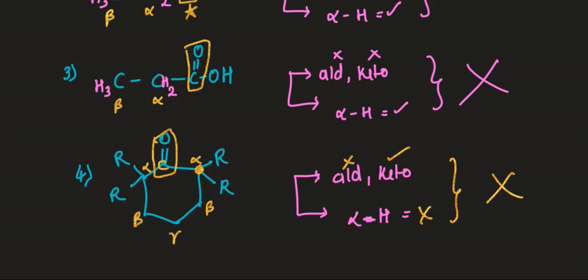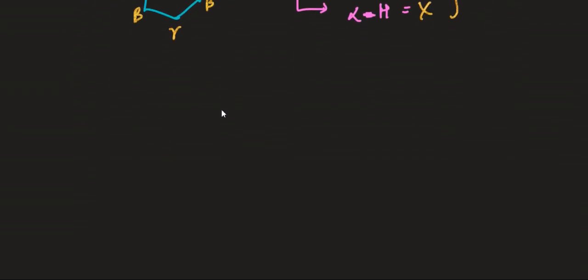So this is what? The eligibility criteria for what? Keto-enol tautomerism. Okay, I hope you people understood here. Right, so now let us try to understand what is the exact process, what happens in keto-enol tautomerism. Okay, let us try to understand what happens in the process.